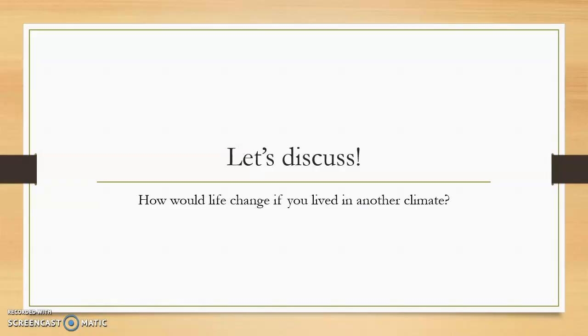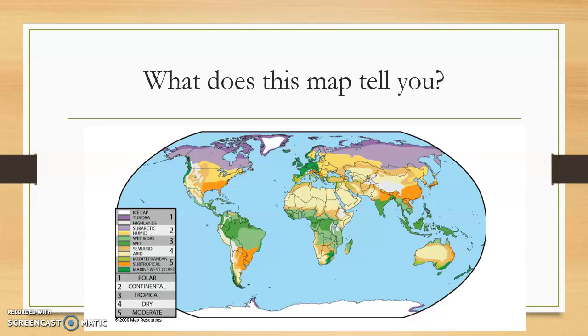So I want you to think now, how would your life change if you lived in another climate? Before you go to that other climate, let's figure out what climate you are in and where you are going. So you can look at this map, find us over in Georgia and see that we have a subtropical climate. You can see we've got all the elements of a map that we need to tell about the different types of climate zones.